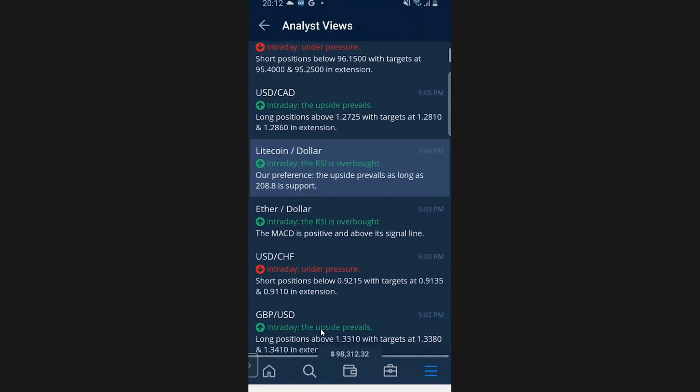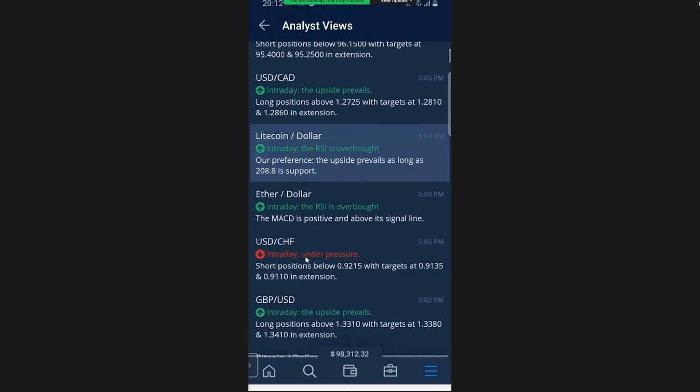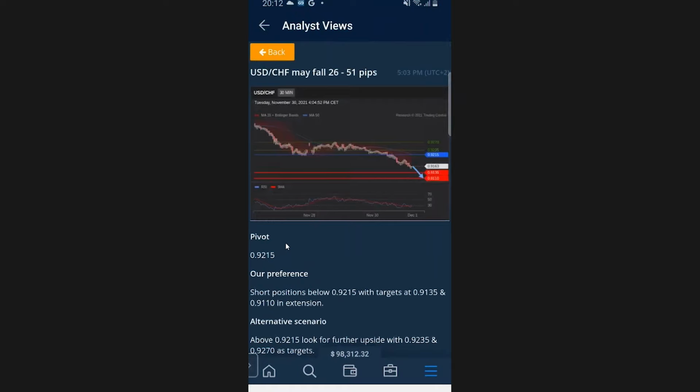And so we say USD Swiss franc says intraday under pressure, USD dropping against the Swiss franc. Well, that makes sense fundamentally. Why would I choose that signal and say, listen, I trust that signal? It makes sense to me why the USD would be under pressure against the Swiss franc. Two reasons from what we just looked at.